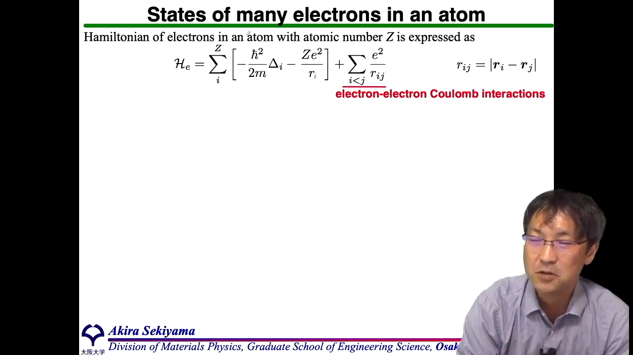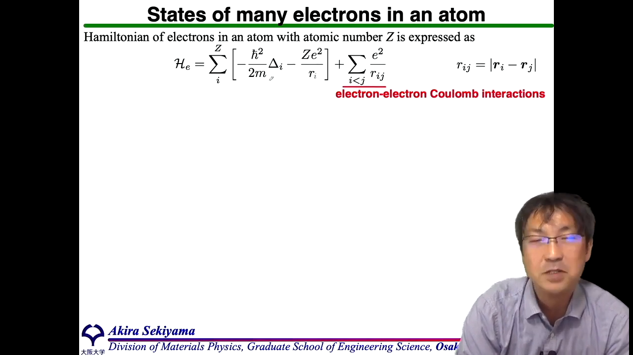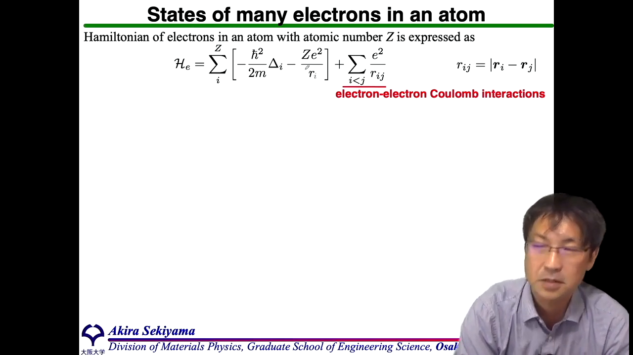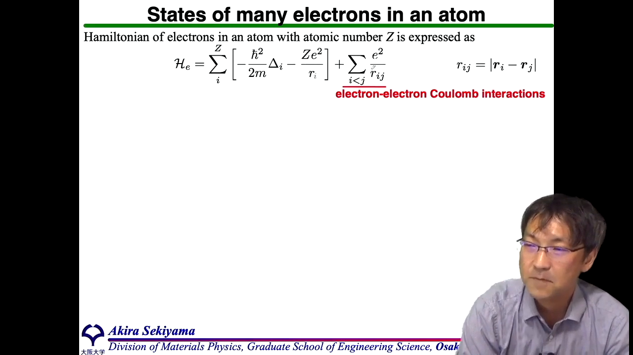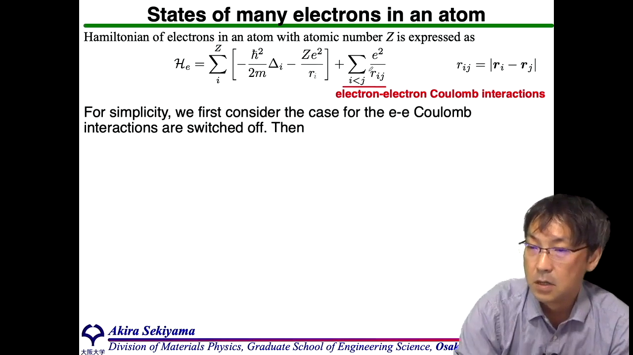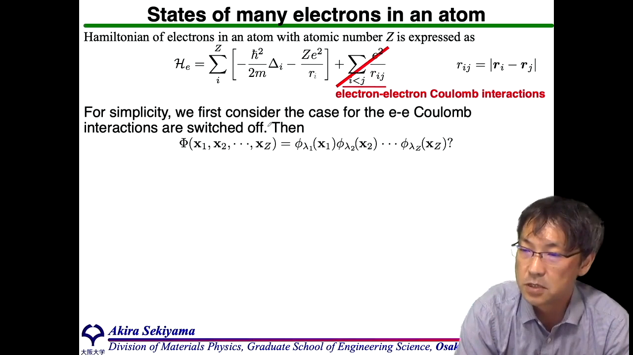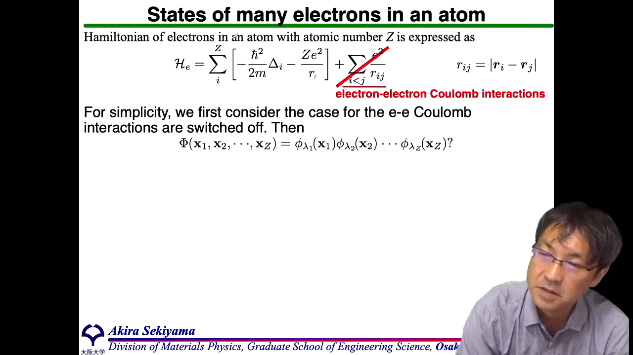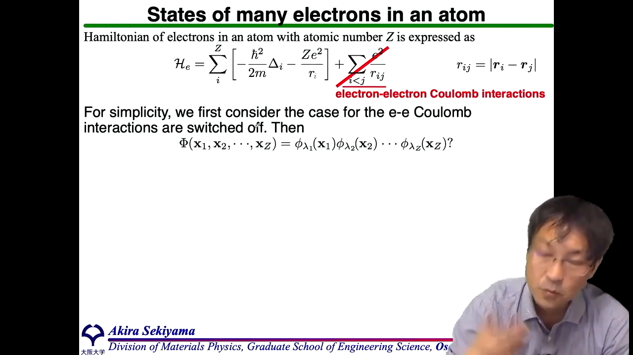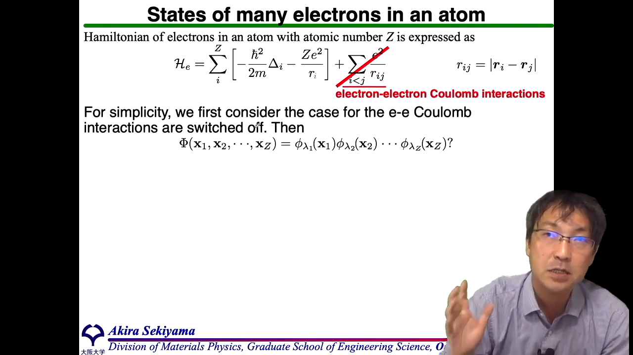So this is a Hamiltonian atom with atomic number Z. So first two terms stand for the one electron term, kinetic energy and potential from nucleus. And this term stands for the electron-electron Coulomb interaction. At first, we consider the case of the electron-electron Coulomb interaction as switched off, and there are Z electrons in atoms.